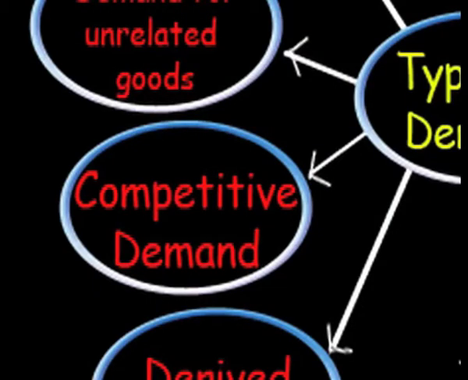Now let's talk about competitive demand. The demand for substitute goods is termed as competitive demand. The most common example is that due to the increase in the price of desi ghee, it is becoming dearer and the demand for vegetable oil is increasing in India. Similarly, with the increase in the price of gold, the demand for artificial jewelry is increasing.